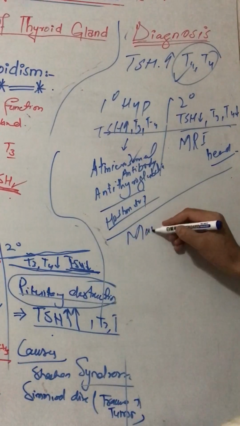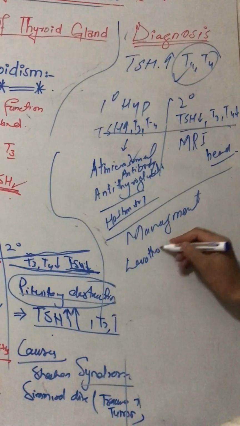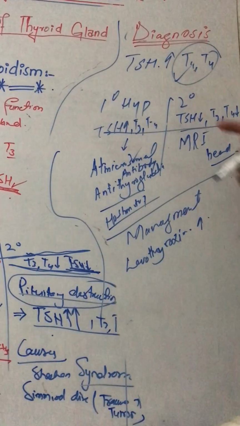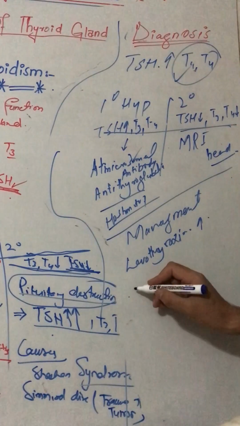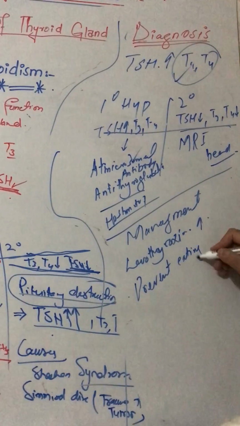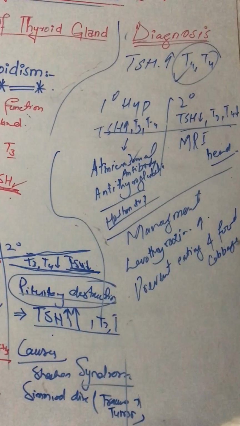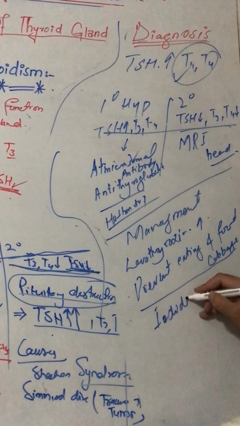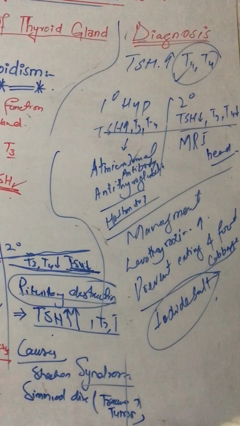Further, the management is simple. We will give levothyroxine in order to treat the primary hypothyroidism, as well as we will prevent eating of food like cabbage, etc., as well as iodized salt is advised. So all these are the management of hypothyroidism.